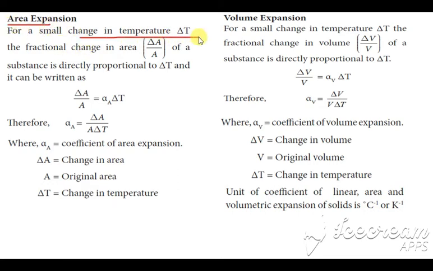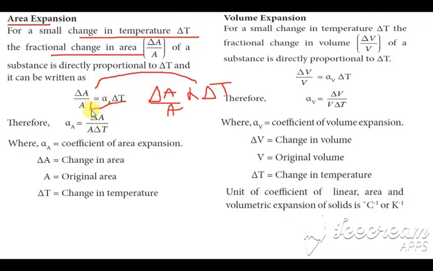Next we have the area expansion. For a small change in the temperature, the change in the area is given by del A divided by A, which is proportional to the change in temperature del T. To remove the proportionality we use the constant alpha A. If we want alpha A alone, we bring del T down. Alpha A is the coefficient of area expansion, del A is the change in the area, A is the original area, del T is the change in the temperature. Same as the before condition.